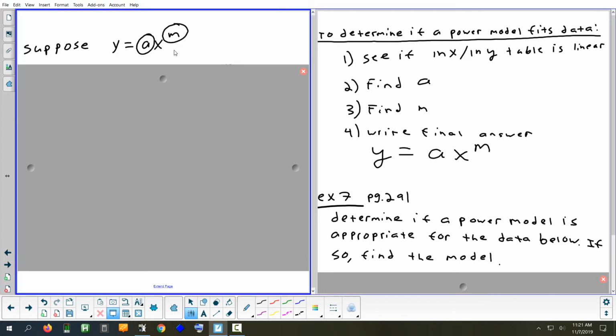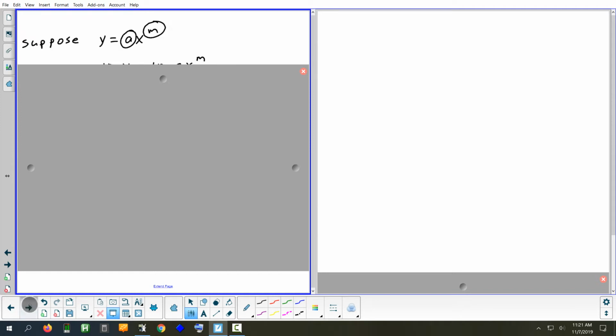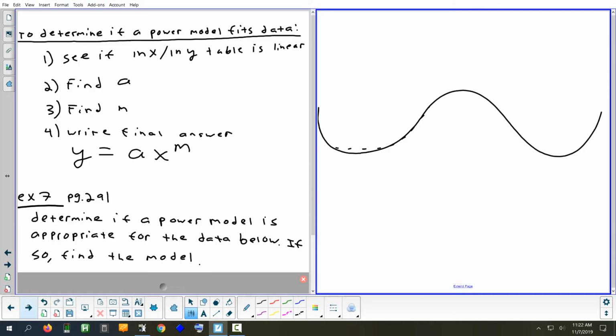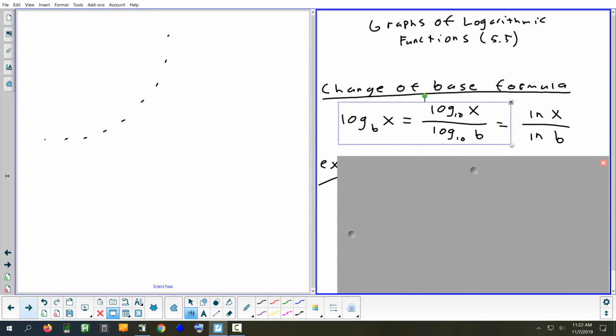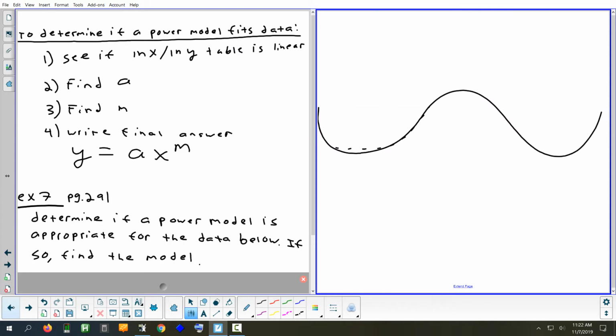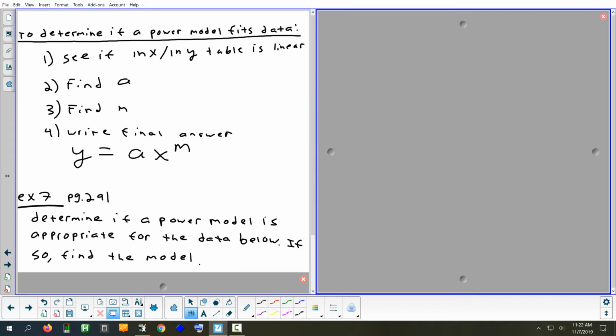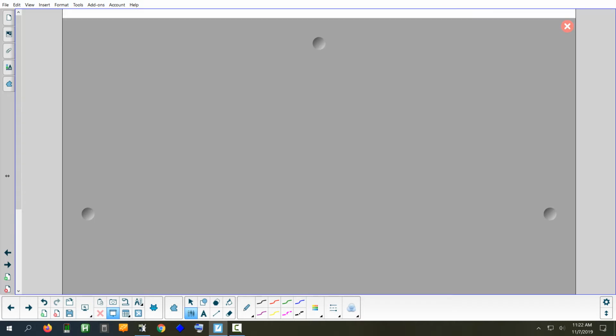All right, so let's take a look at the data in example 7. First, determine if a power model is something we should use. And then from there, we'll use the calculator to find it. Okay, so this is really like a calculator skill. Right? And I think this is the last thing in section 5.4. Yeah. And we already did some of 5.5 kind of, so we're good. Let's go like this.